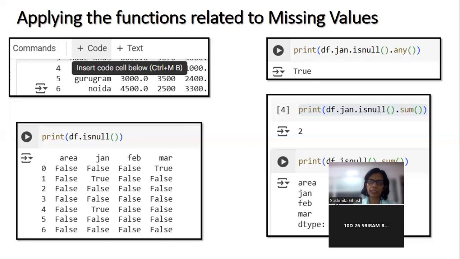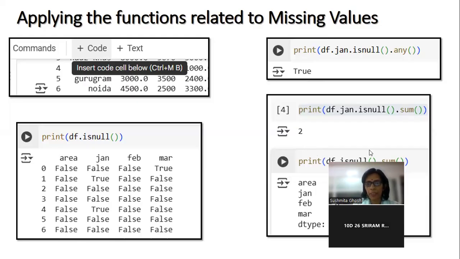df.jan is accessed, dot is null. If you say dot is null, only the Jan column will be shown with true or false: true wherever null is applicable, false wherever not. And when you add dot any, it is saying whether there is any value which is null. So it says true, so you know that this column has null values. How many? You ask it to sum up. How many? 2 null values.